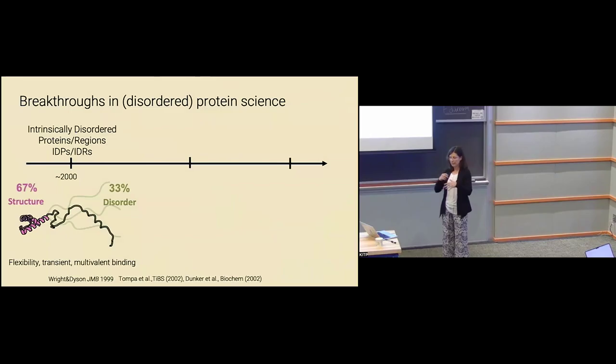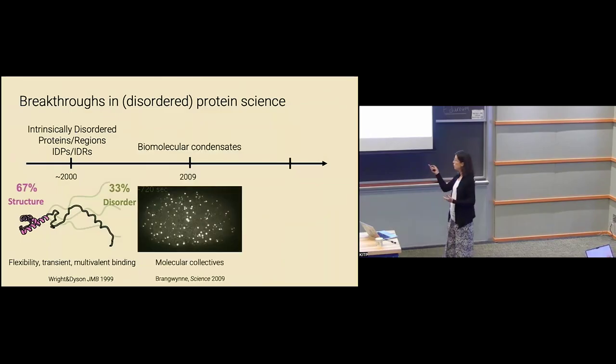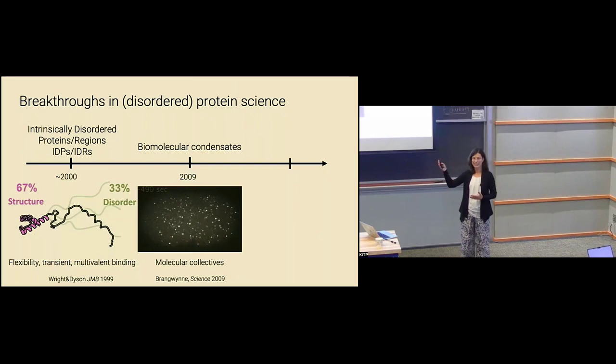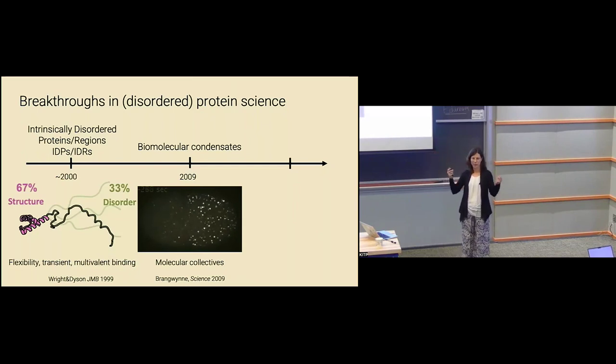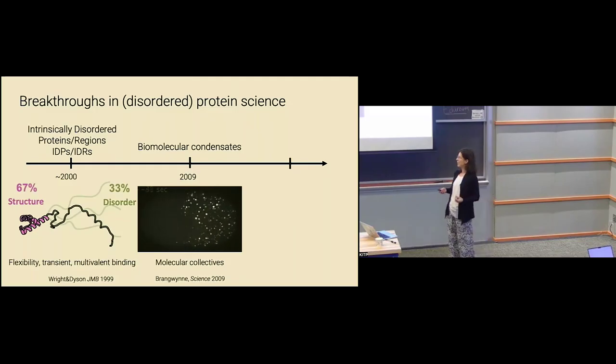This flexibility and these transient structures can be important for multivalent binding and transient binding, which turns out to be important for biomolecular condensates. So I think the IDP field was really excited about the discovery of biomolecular condensates because finally there was a function that you could assign to many of these IDRs that before didn't have one.